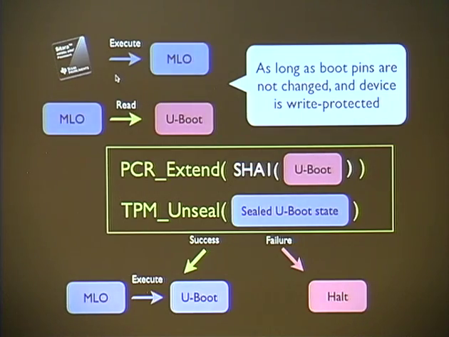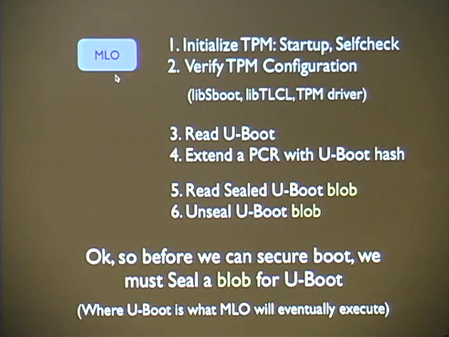Now this looks a little weird because I didn't mention a lot of things that we have to do before we can get to this step. So let's recap what the MLO is doing. It's initializing a TPM, so it's running a startup command for the TPM, it's doing a self-check on the TPM. It's verifying configuration, so like, you took ownership of it, it has an EK, and you have some protected storage on that TPM that is going to load some sealed data. We're going to read U-boot, we're going to extend a PCR with a value of that hash, then we're going to read a sealed U-boot blob, and then we're going to try to unseal that blob.